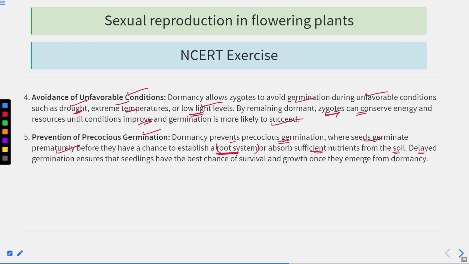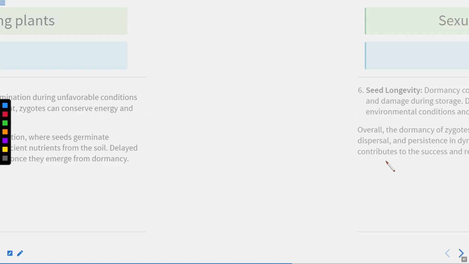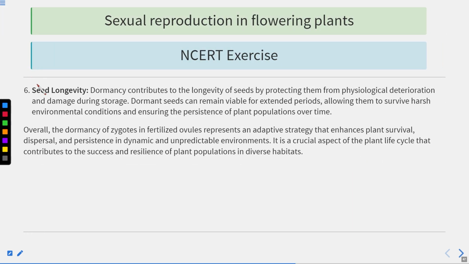Now delayed germination ensures that seedlings have the best chance of survival and growth once they emerge from dormancy. This is also clear. Now next is seed longevity. Dormancy contributes to the longevity of the seeds by protecting them from physiological deterioration. During dormancy, the metabolic rate is very low. So this ensures seed longevity.